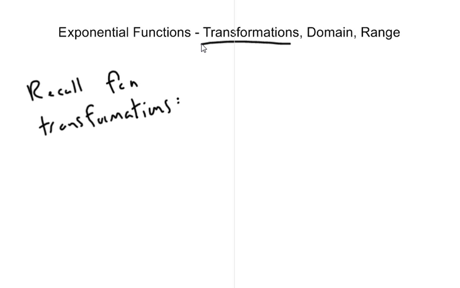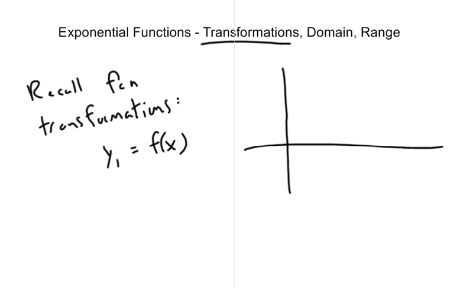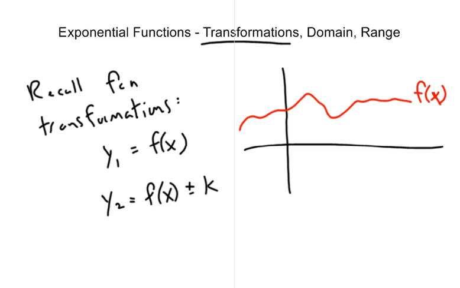Alright, so today we're looking at exponential functions, their transformations, as well as the domain and the range of exponential functions. So, if you recall from your algebra background, the function transformations, let's say you have y1 equal to f of x, and that can be just any function. We'll call that f of x. If you have y2 equal to f of x plus or minus k, what that's going to do to the graph is shift it up or down by k.